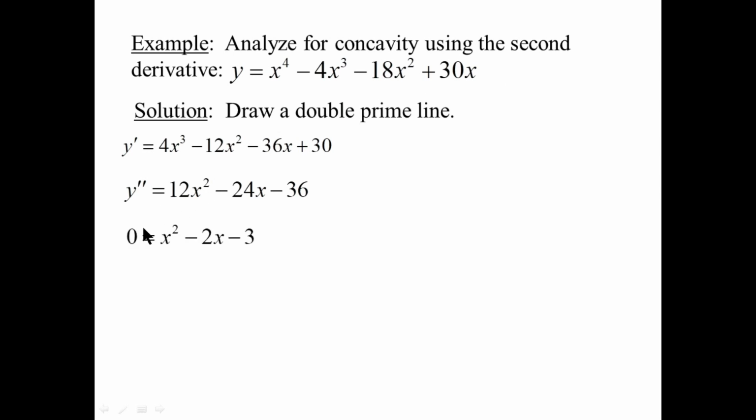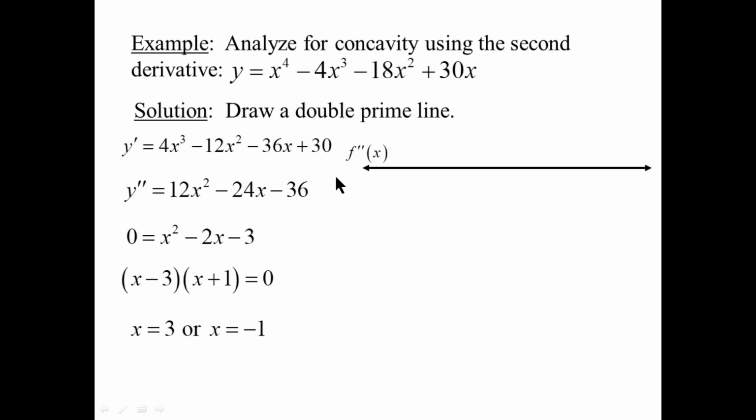And I divided through by 12, because once it's equal to 0, you can divide through by a constant, not by a variable, but you can divide through by a constant. Factoring, because now it's a quadratic equation, solved by factoring, and x equals 3 or negative 1. Putting those numbers onto the double prime line, 3 and negative 1, well, there's negative 1, there's 3. Make sure you put negative 1 on the left of the 3.